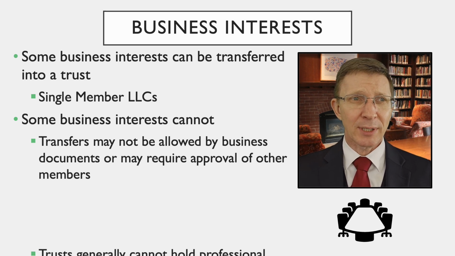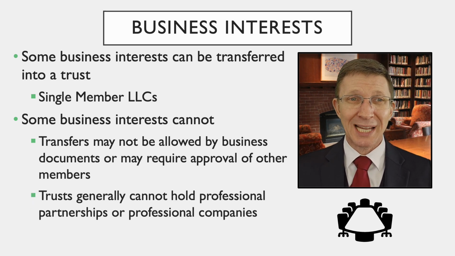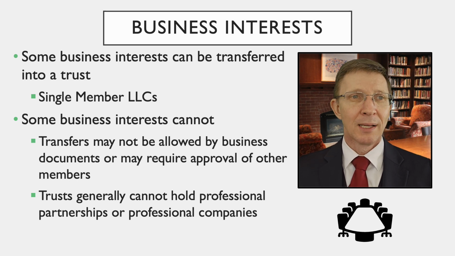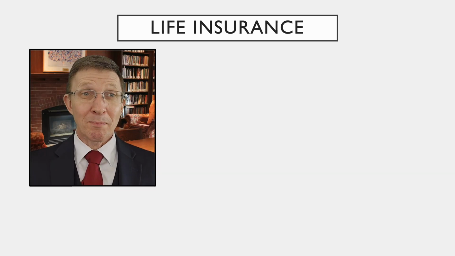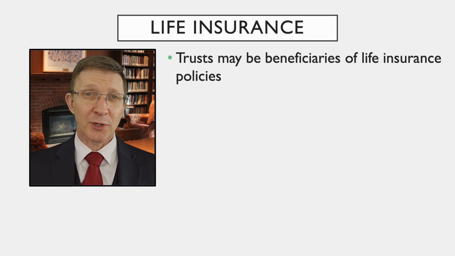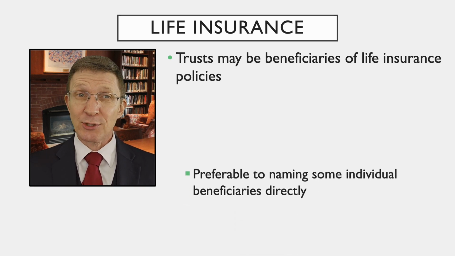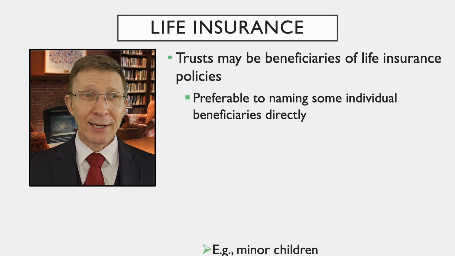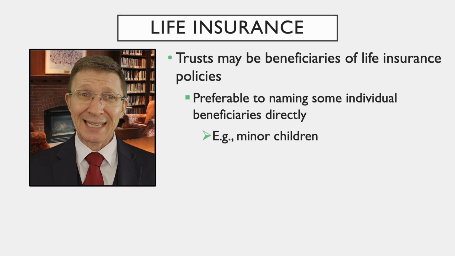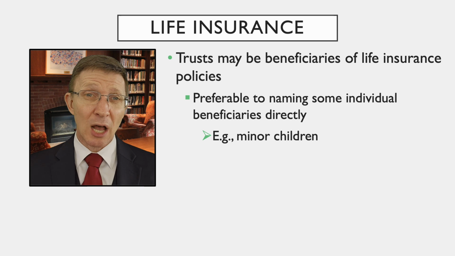Professional limited liability companies or professional partnerships cannot be owned by a trust because they must be owned by professionals. For example, a professional partnership of doctors must be owned by doctors. Revocable living trusts may be the beneficiaries of life insurance policies. It's best to leave insurance funds to some beneficiaries in trust rather than directly. For example, if you wish to benefit minor children, naming them as direct life insurance beneficiaries can cause problems.